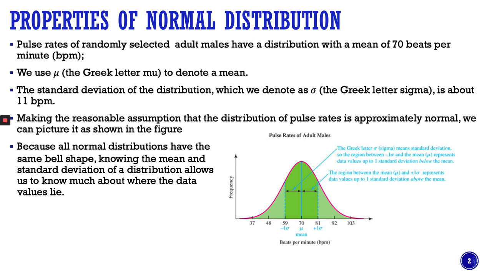Making the reasonable assumption that the distribution of pulse rates is approximately normal, we can picture it as it is shown in the figure. Because all normal distributions have the same bell shape, knowing the mean and standard deviation of a distribution allows us to know much about where the data values lie. So you can see down here on the graph, we've got our mu and we've got our sigmas.